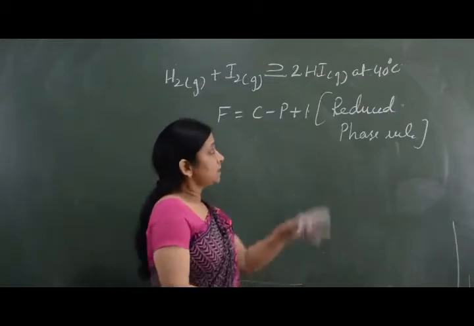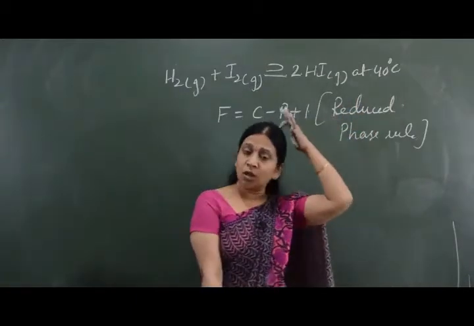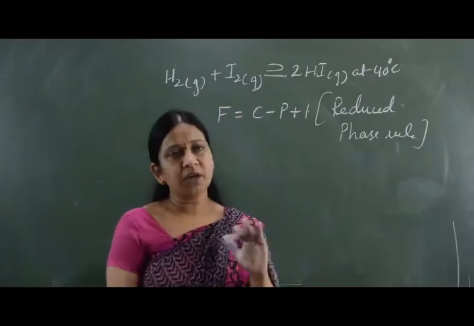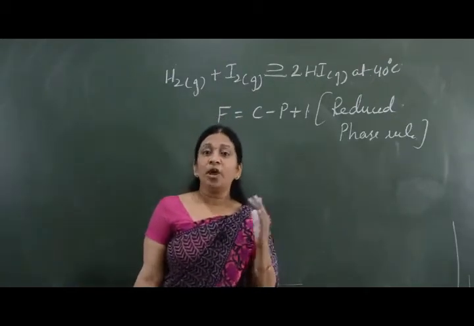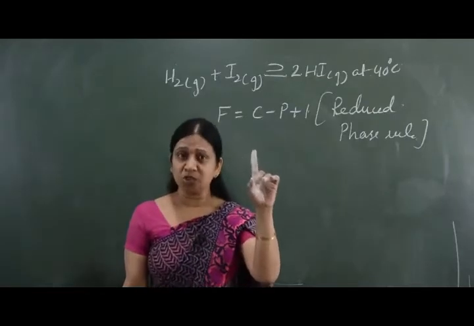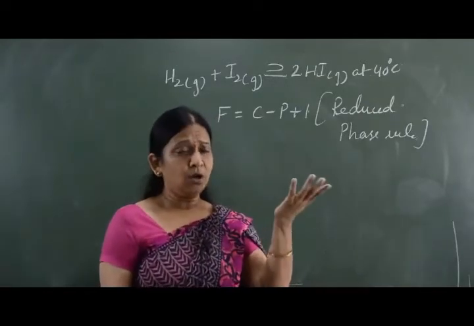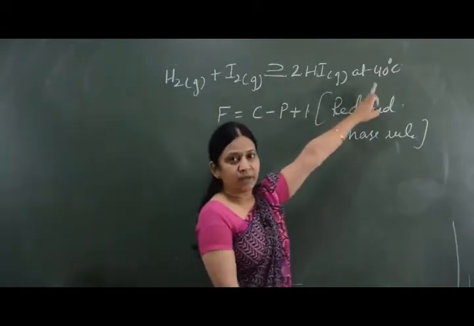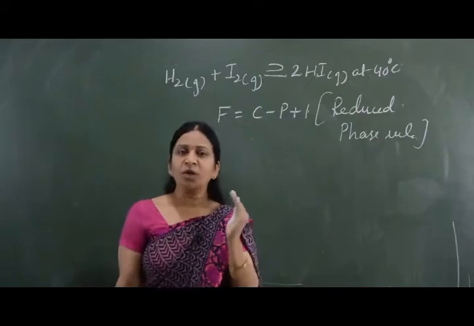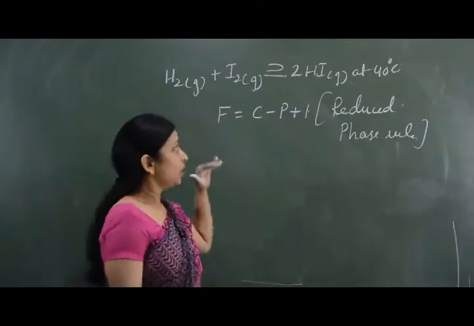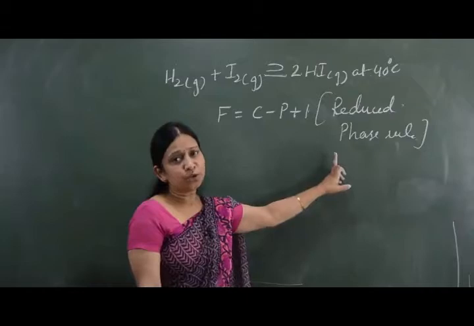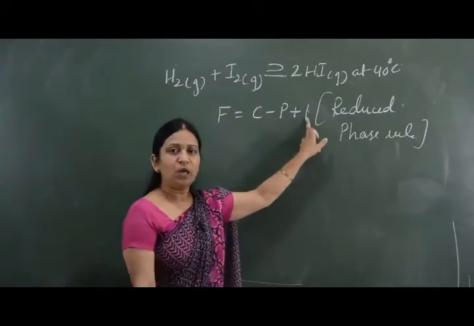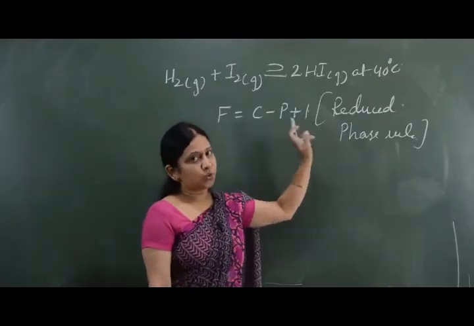In this equation the constant is temperature. We can also have a system where pressure is constant at a value other than 1 atmosphere, because 1 atmosphere is normal standard pressure. So whenever a constant is there which is other than normal temperature and pressure, the phase rule applied is the reduced phase rule. Everything is going to remain the same, but the value of n in the reduced phase rule is going to be 1.